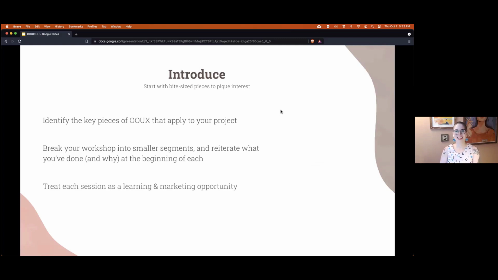And then finally, treat each session as not only an opportunity to do awesome design work with other folks, but as an opportunity to learn together and market OOUX to your organization. Here, really emphasize how you're learning together, how it's impacting the design strategy already, and how it will make the design process easier. This is just an amazing opportunity to continue doing that, and this piece of advice will show up along the way as well.